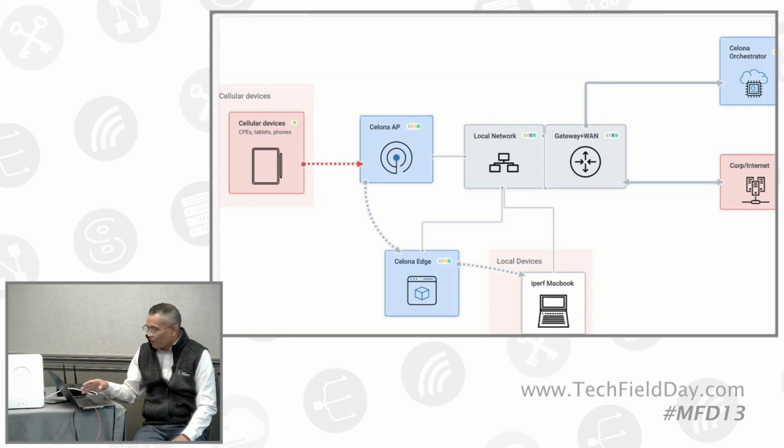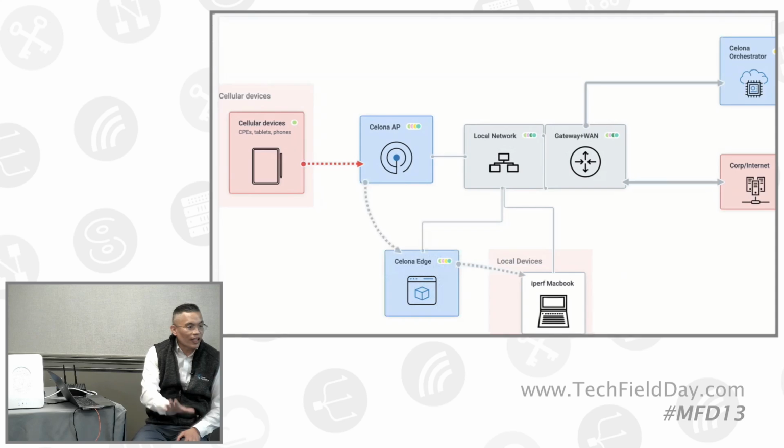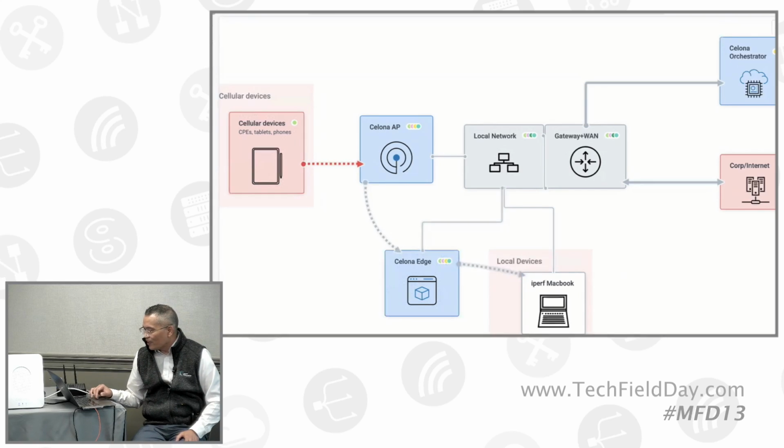So in this type of environment, when you have a Celona edge on site, whether it's physical, in one or multiple servers for clustering or redundancy, or whether it's virtual, I'm going to talk about these dots. So when your cellular device attaches, it obviously connects to the Celona access point. The Celona access point has an encrypted tunnel to the edge. And so data coming in and out of your device actually comes in and out of the Celona edge.